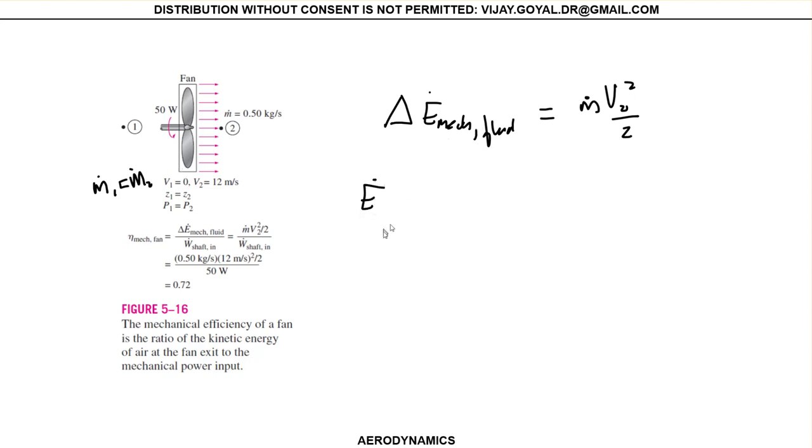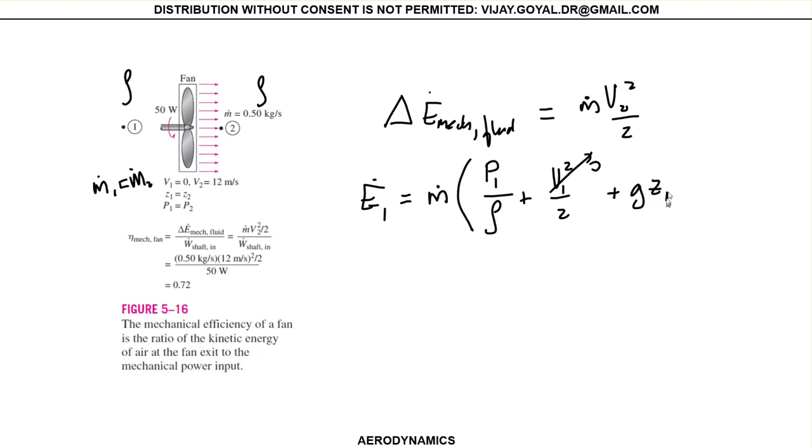So E in, okay, what's going in? E1 is going to equal the same mass flow rate. The pressure is the same, so let's call this P1 over rho. Same rho, since it's the same fluid. You have V1 squared over 2. This is 0, given here, V1 = 0, plus g Z1, okay?